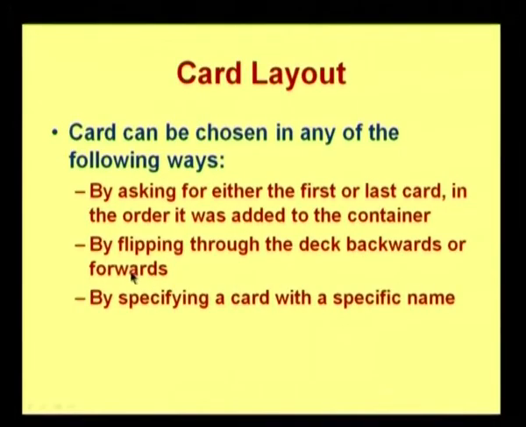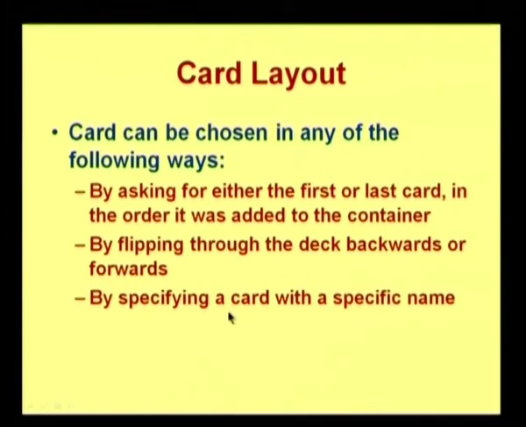Whenever I add an element first, I will always be able to see the first card, whereas if it is added last, the last card will be displayed. Next is by flipping through the deck backwards and forwards. I can flip the cards: the first card can be flipped with the other card, and the last card can be flipped with the other card. Similarly, I can flip between the cards. Then there is specifying a card with a specific name. I can create many cards and give individual card names, and then just give the card name and show that particular card.